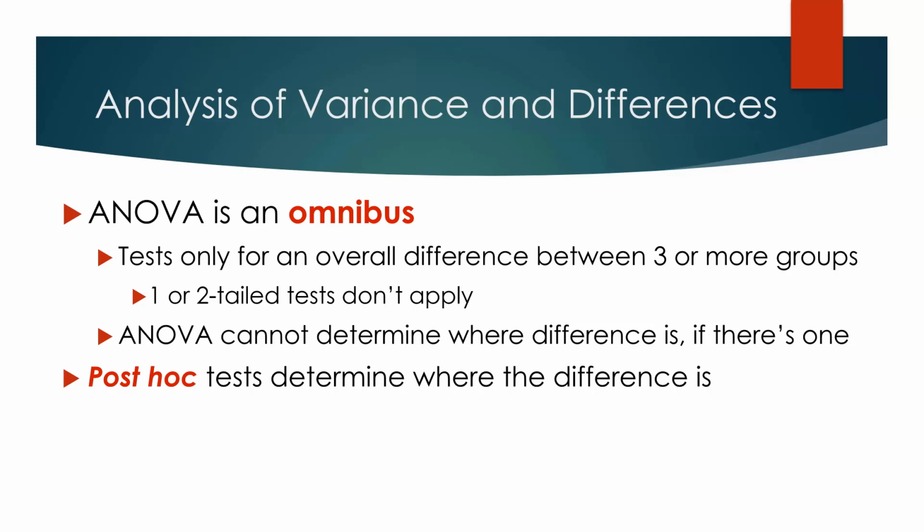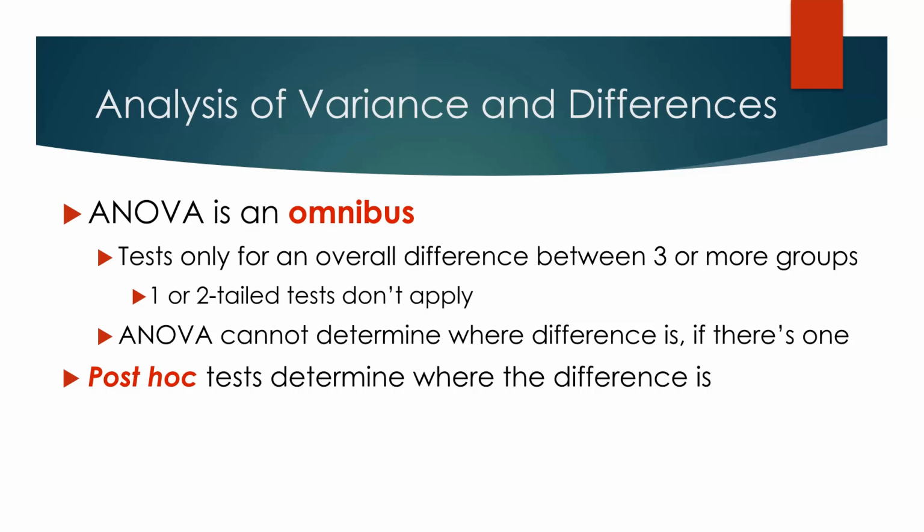It looks for an overall difference between your groups. Because it does that, 1 or 2-tailed tests don't apply. Unlike t-tests, where we had to worry about 1 and 2-tailed and non-directional and directional, ANOVA will always be non-directional, and 1 or 2-tailed doesn't even factor in. ANOVA is just looking at an overall difference. It just wants to know, is there a difference somewhere between your groups? But ANOVA cannot determine where the difference is, if there is a difference.